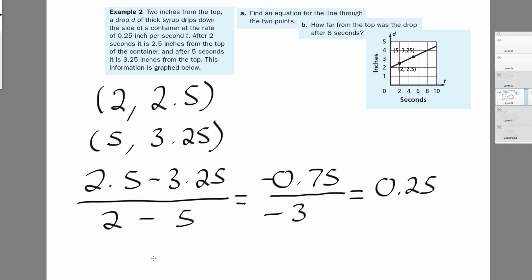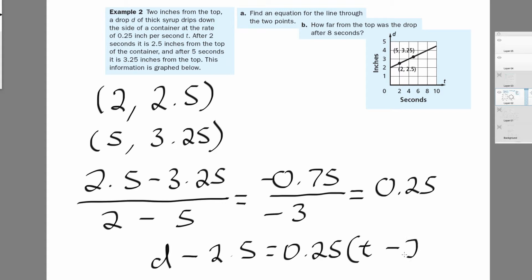And if we put this into point slope form, we've got it, right? So our D is our inches, right? So D minus one of the points, so minus 2.5 equals 0.25 times time minus the x coordinate, minus 2. And we have an equation in point slope form for this particular problem.